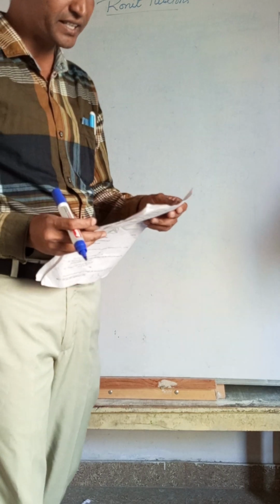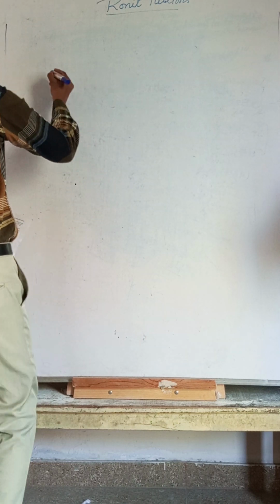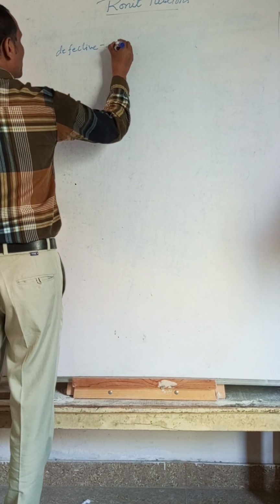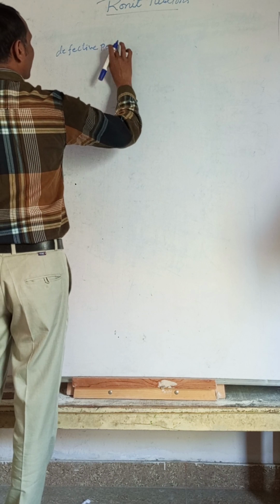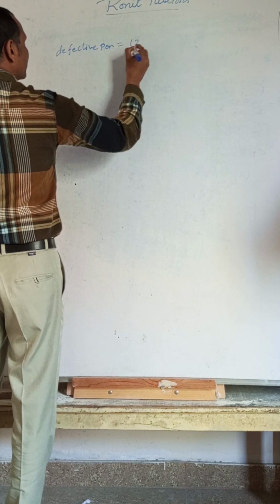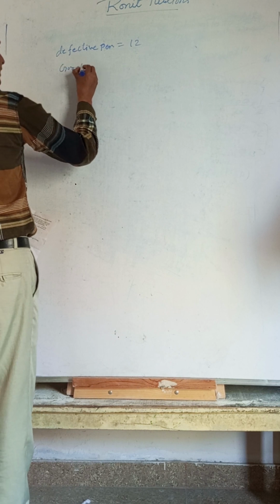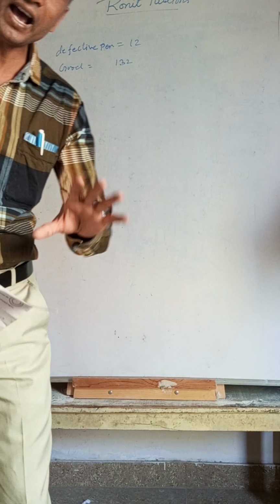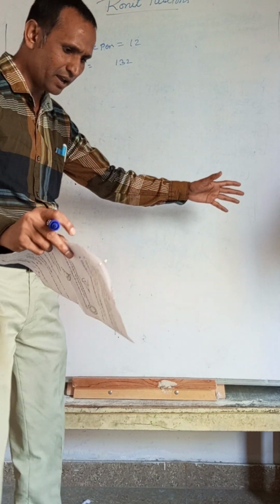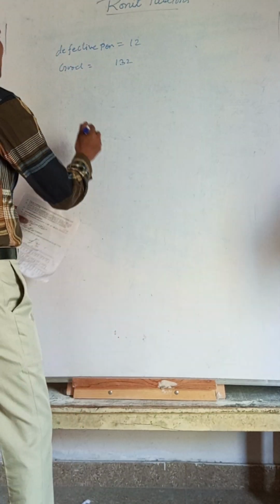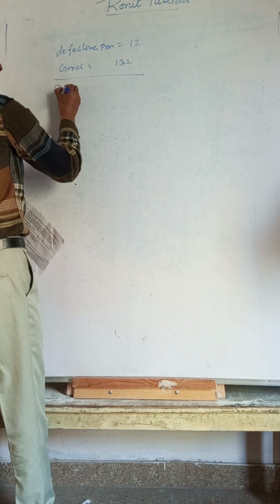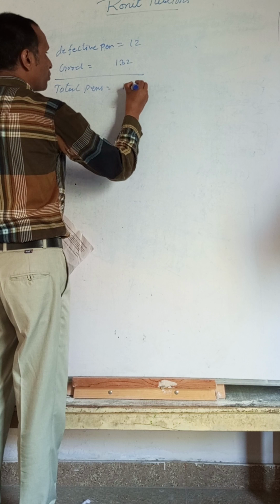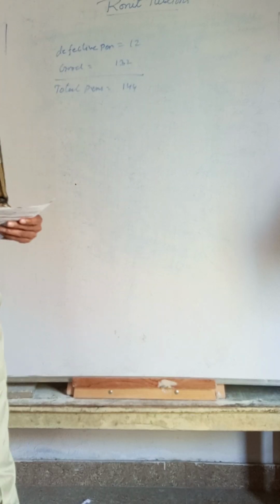12 defective pens are accidentally mixed. There are defective pens, how many? Total 12 defective pens are there. Good pens are also there, that is, 132 pens are good ones. They are mixed up with each other. So how many total pens become after mixing? Total pens is equal to 144.